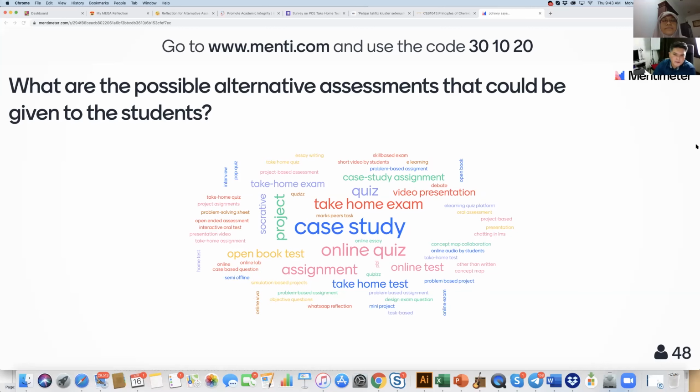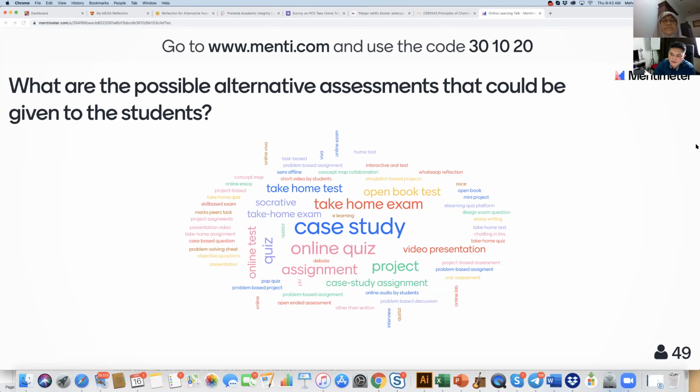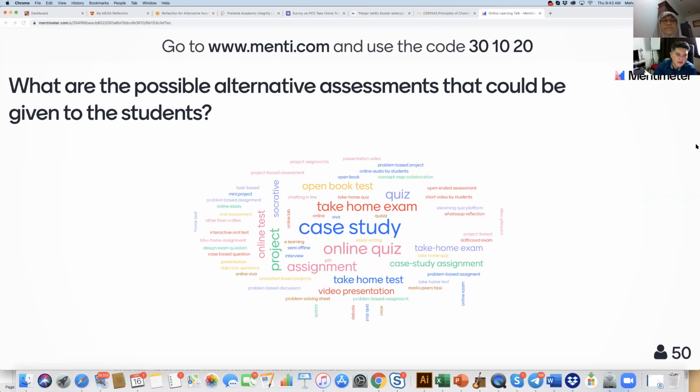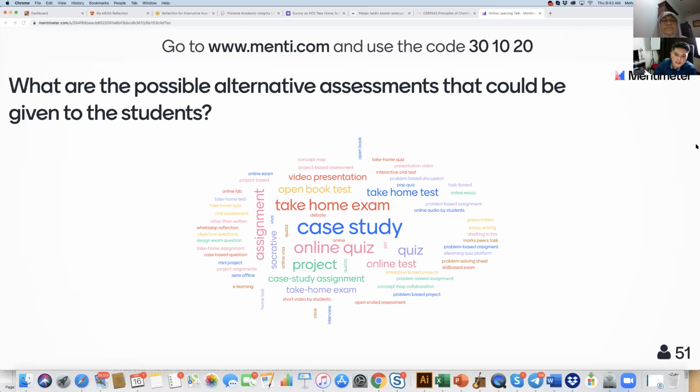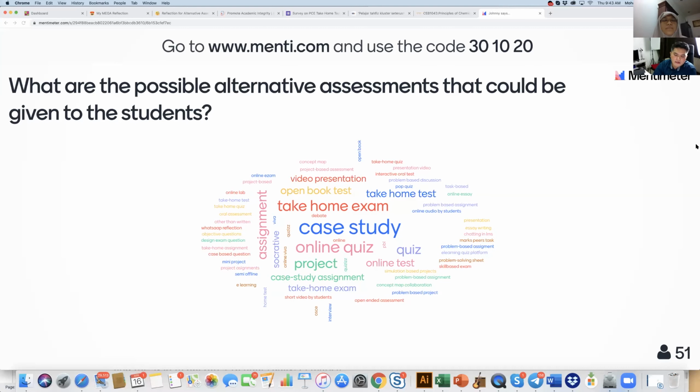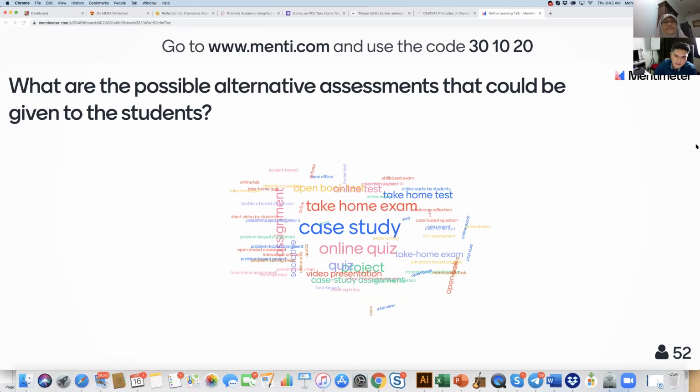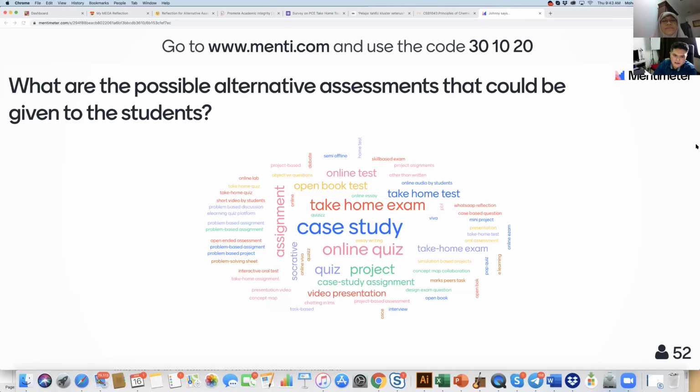From this sharing, I think the largest number of respondents said that case study is one of the possible alternative platforms, followed by online quiz, take home exam, project. Then there is something on the open book test, take home test. So I pass back to you on your slide.